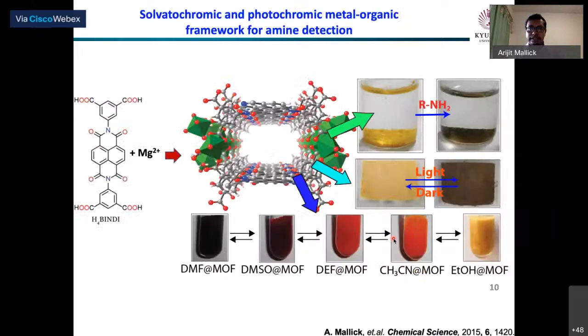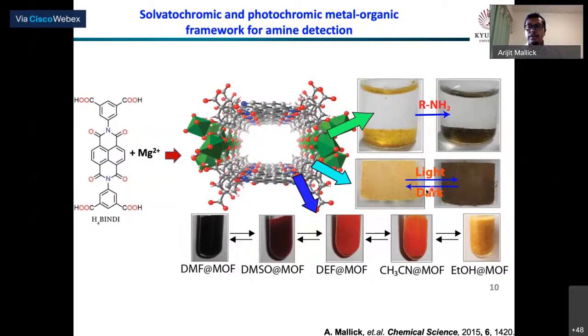Here, for the sensing purpose, we first chose a chromophoric linker. Here you can see this is the naphthalene diimide, NDI-based linker center, and we connect four carboxylic acids to it so that it can bind with metals like magnesium, calcium, and gives a nice pore structure. And due to this chromophore present inside, we can get a lot of properties like solvatochromism. It means it can sense different solvents with different polarity, with different visual color change. It's all reversible, so within 60 seconds you can see that.